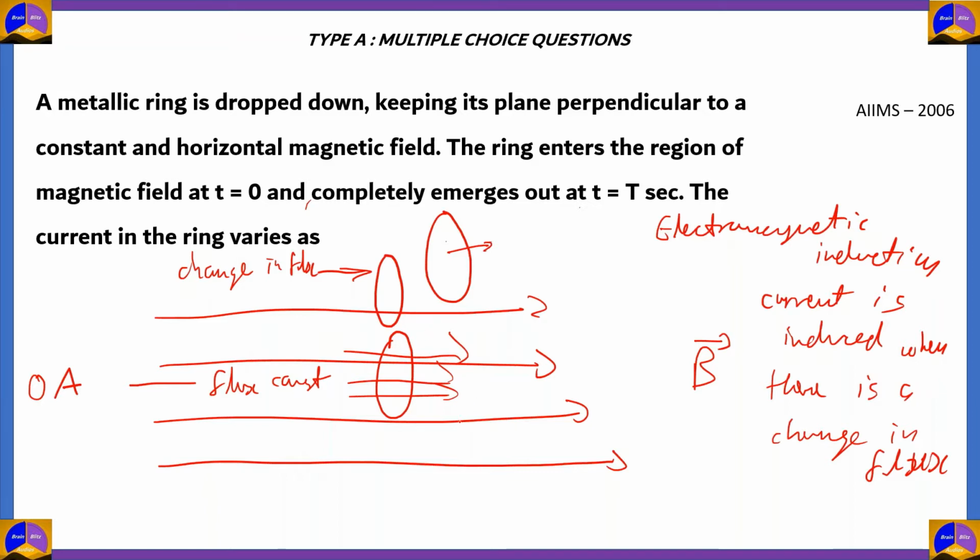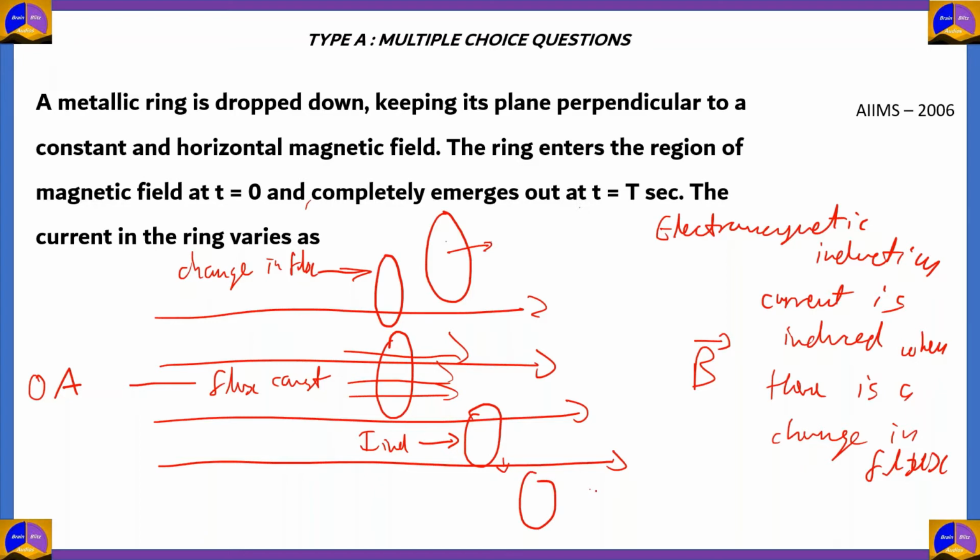However, the situation changes when the metallic ring starts to move out of the magnetic field. So this is acting under gravity, which is independent of the magnetic field. So once the metallic ring starts coming out, there is again a change in flux. So therefore there is current induced in this scenario.